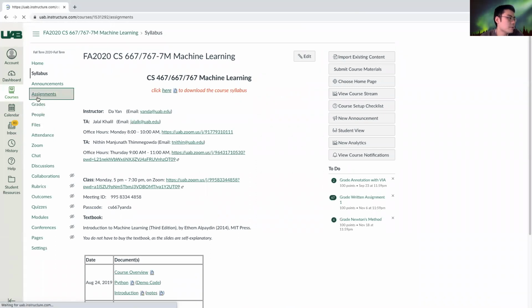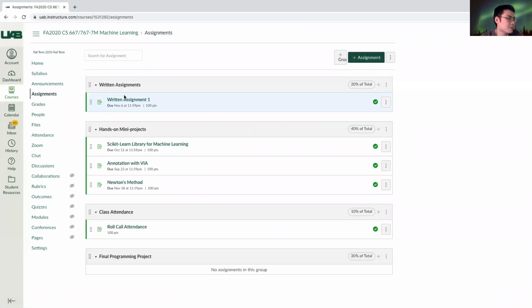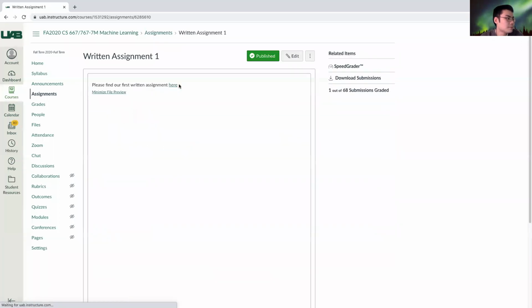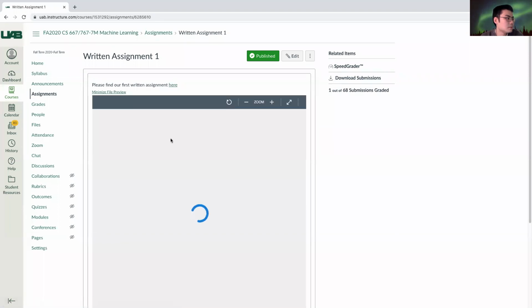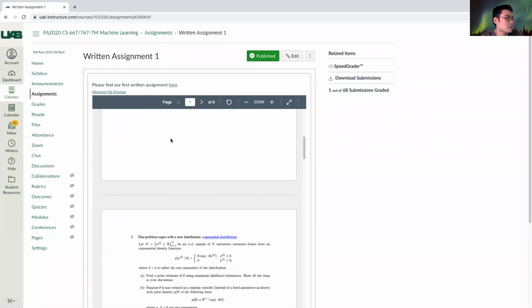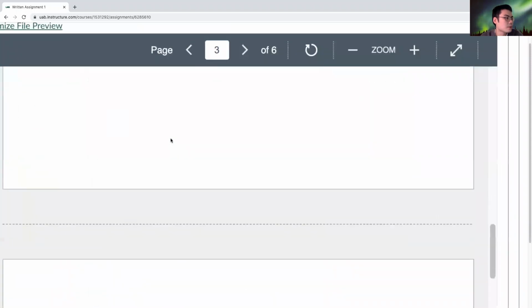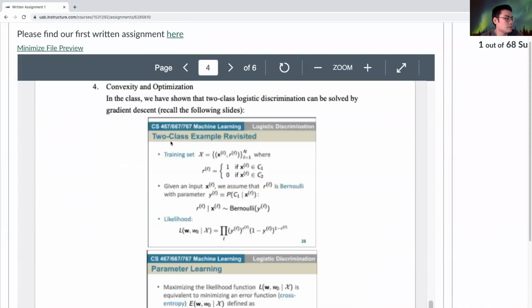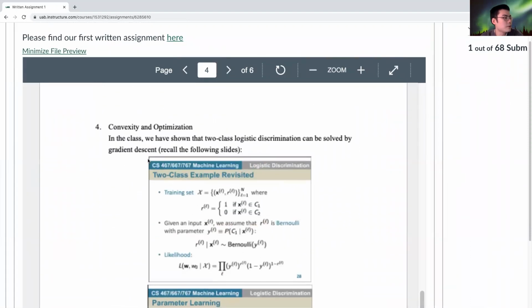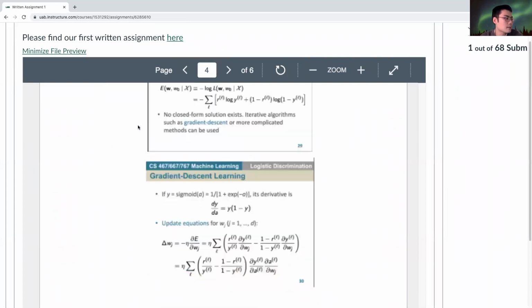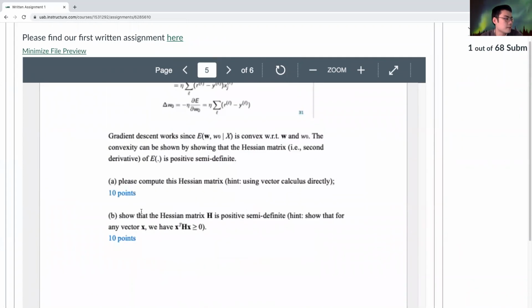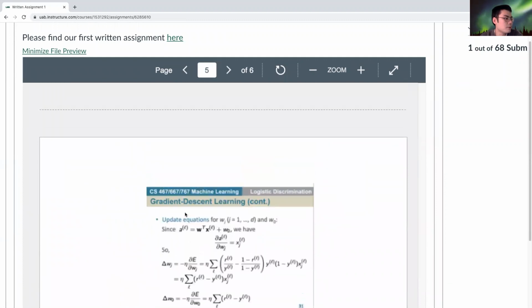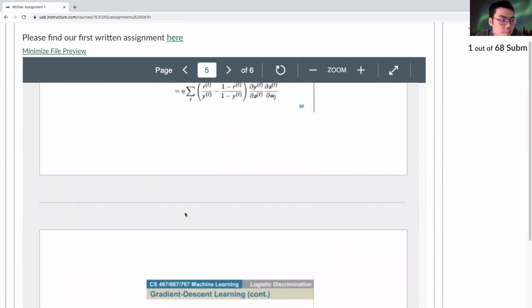For the assignment, if you want to take the derivative, actually you already took the derivative if you finished your written assignment 1. Let's take a look at the written assignment 1. We will release a solution shortly. If you look here, question number 4, we asked you to compute the Hessian, right? So the Hessian matrix. I wasn't quite able to figure that out.